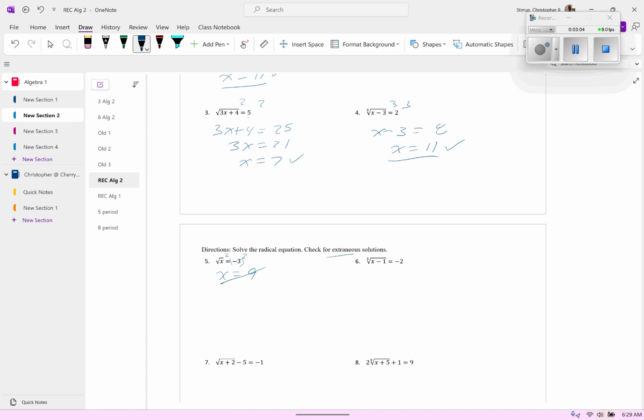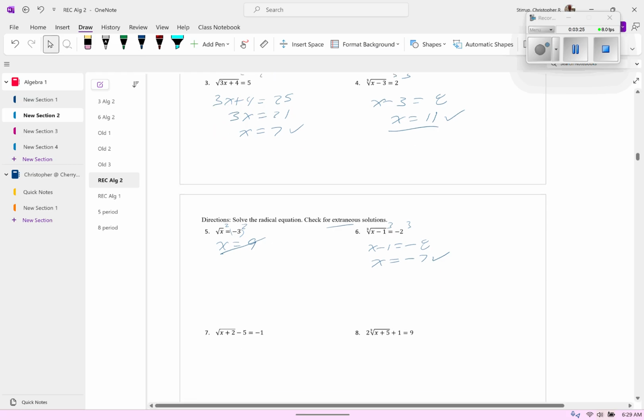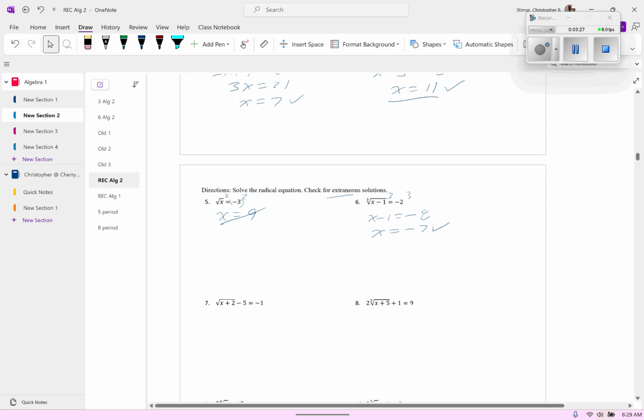That's an extraneous solution. This one I'm going to raise both sides to the 3rd power, so I'm going to get x minus 1. Negative 2 times negative 2 times negative 2 is negative 8. We're going to add 1 to both sides. I get negative 7. Is negative 7 minus 1, that's negative 8. Third root of negative 8 is indeed negative 2, so that is not an extraneous solution. Normally, an extraneous solution will take place with square roots or 4th roots or things like that.